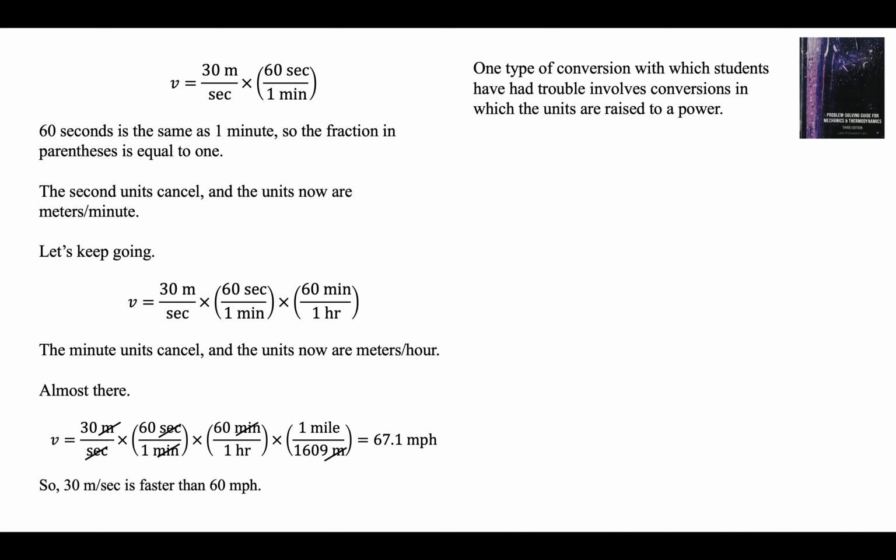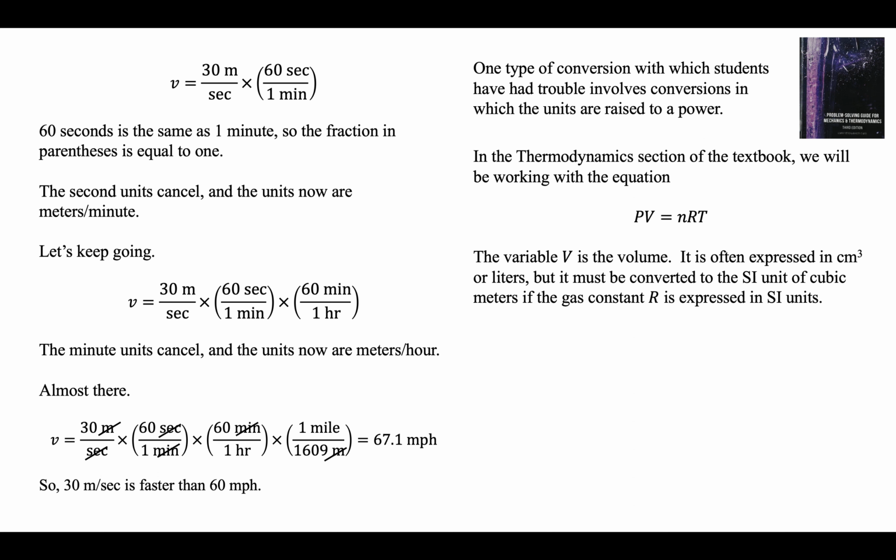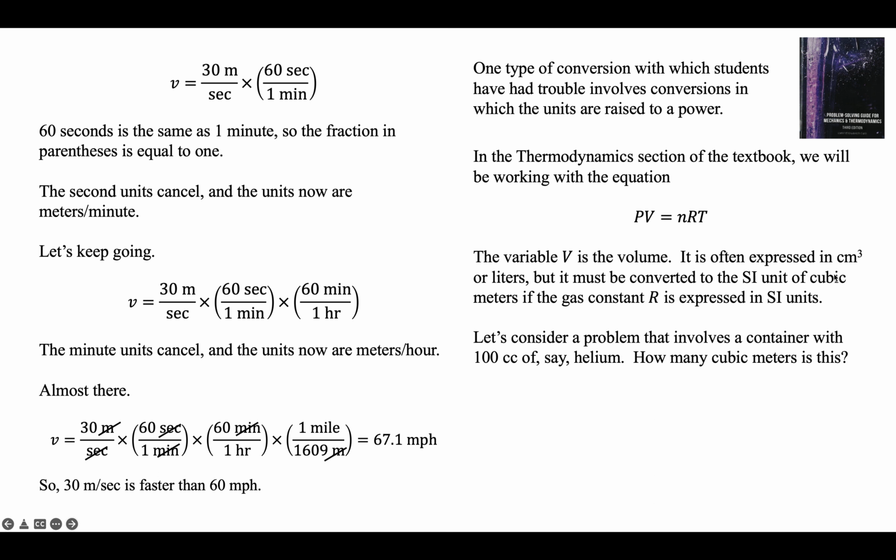One type of conversion with which students have had trouble over the years involves units raised to a power. For example, volumes: cubic centimeters, cubic meters. In the thermodynamics section, we're going to be working with PV equals nRT, the ideal gas law. Volume is often expressed in cubic meters, cubic centimeters, liters. We have to get it into cubic meters because the gas constant R is in SI units, joules per mole per Kelvin. A joule is a Newton meter. So we have to get the volume in units of meters cubed.